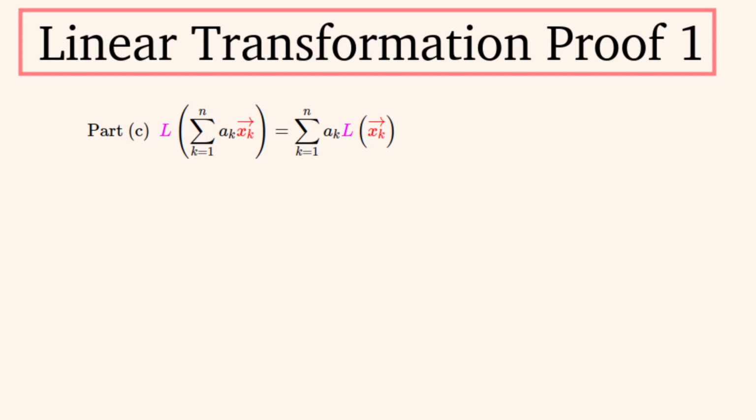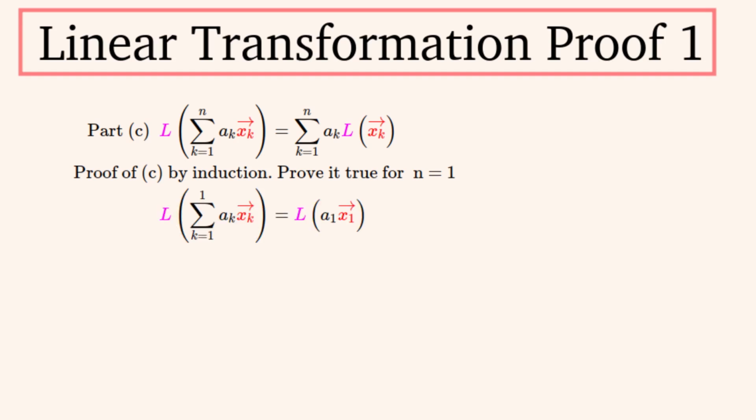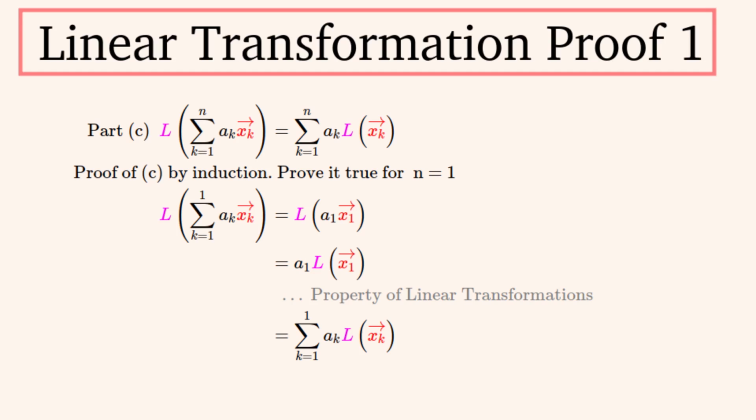So now to prove part C of this theorem. It's a proof about a linear transformation applied to a sum of vectors in sigma notation. So we'll prove it by induction. We'll prove it firstly for the case where n is equal to 1. When n is equal to 1, then the sum reduces to one vector multiplied by a scalar. And we can easily move the scalar outside the function using the properties of linear transformations. And then we can pack it back up into this sigma notation.